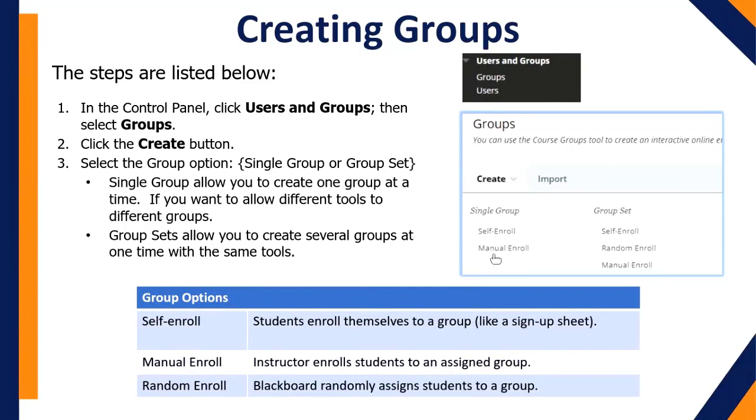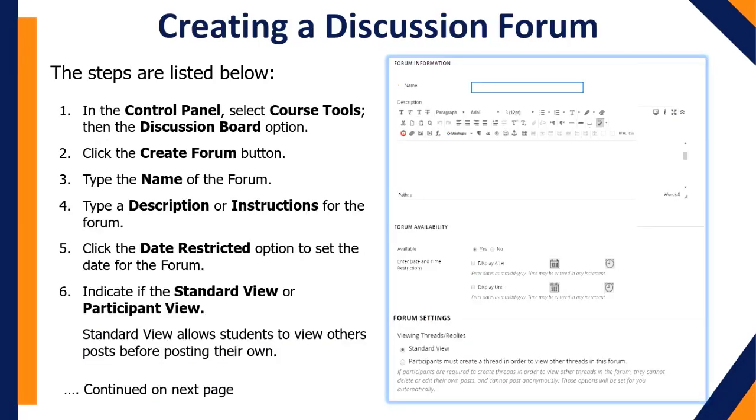Or you can create a group set. Only use single group if you're going to create one group. If you're going to create 10 groups and give them access to the same options, go ahead and create a group set. And that will allow you to create multiple groups that have the same parameters associated with it. So we'll do that today in just a little bit.